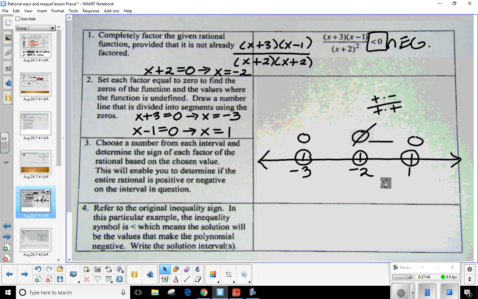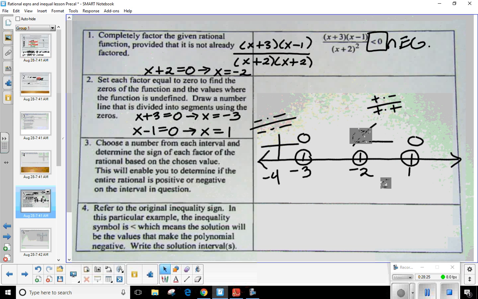Well, let's see what else. Susie, where would you like to go next? To the left. So far left? Okay, what's less than -3? -4. Perfect. So -4 plus 3 is negative. -4 minus 1, negative. -4 plus 2, negative. So what would this be? This is a positive. So it's a positive divided by a positive, so positive. Is that part of my answer? No. I want less than 0, the negatives.